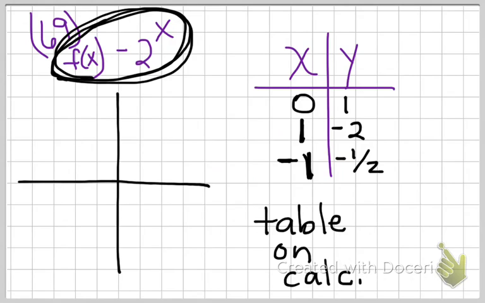So for us, we have 0, 1. We have 1, negative 2. And we have negative 1. I did something wrong. Oops. My 0 should be negative 1. Sorry. So back up. Let me back up my dots. Okay. Should be at 0, negative 1. 1, negative 2. And at negative 1, it would be negative 1/2.